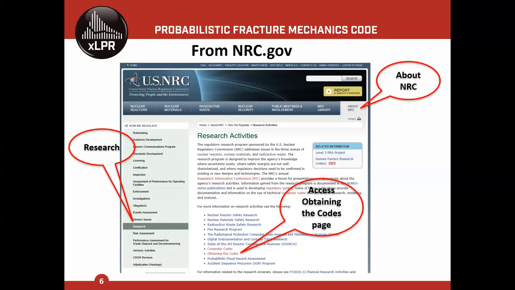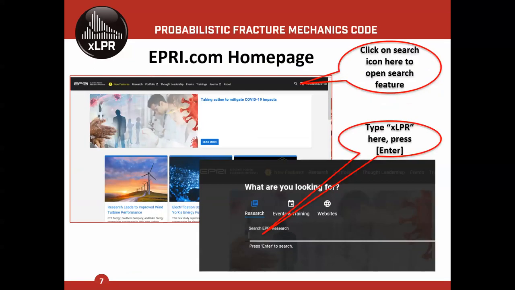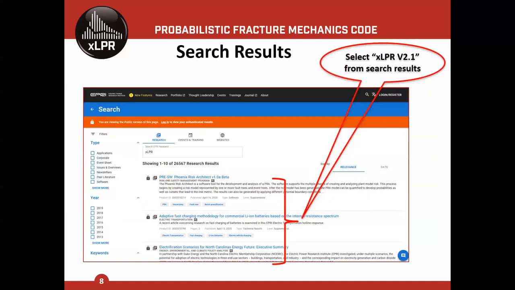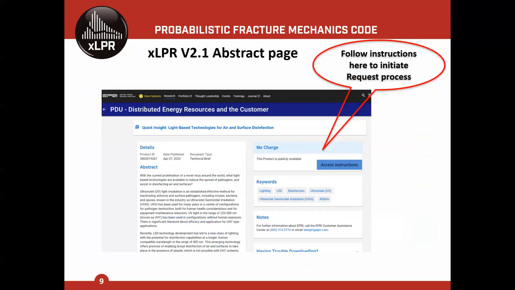On the EPRI side, go to EPRI.com, search for xLPR on the EPRI website, and it would display in the list of results. Then you would look for xLPR version 2.1, select it from the list, and follow the instructions on a page that would look similar to this. So this is not the xLPR page. This is an example of what it'll look like.